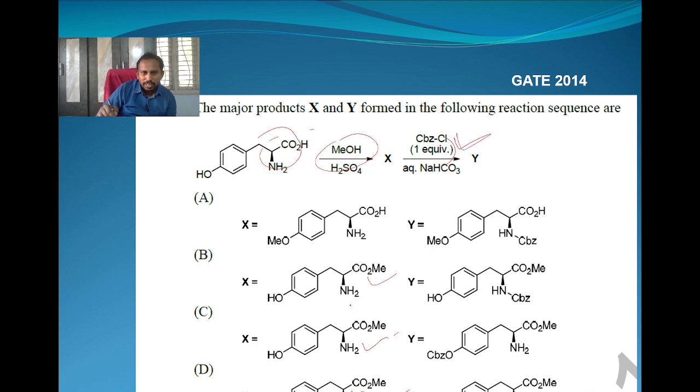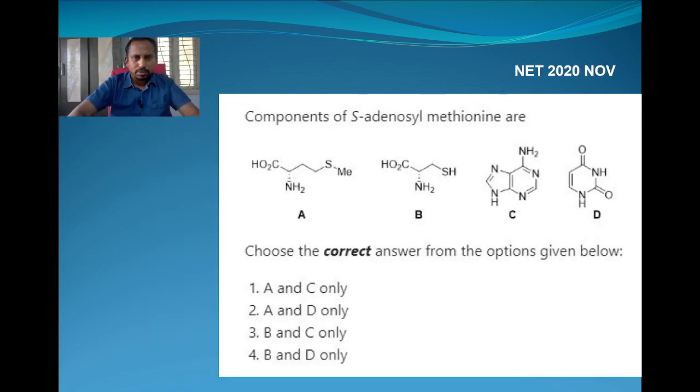So this NH will be protected by CbZ. Okay, so this is the correct answer. B is the correct answer. Okay. So moving to the next question.